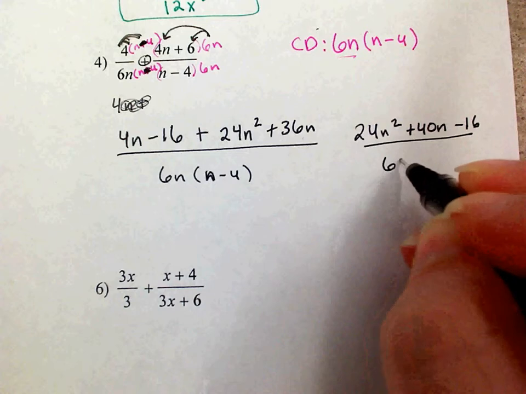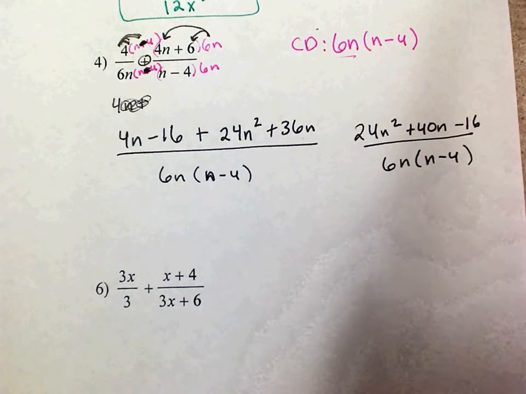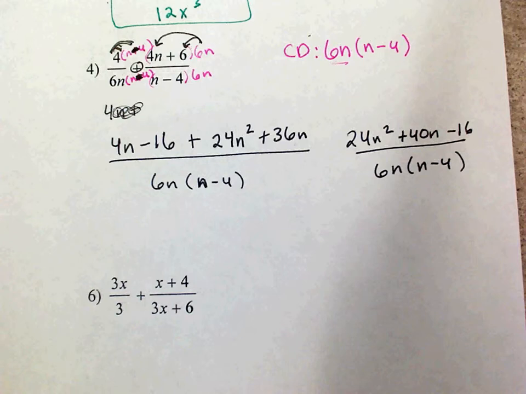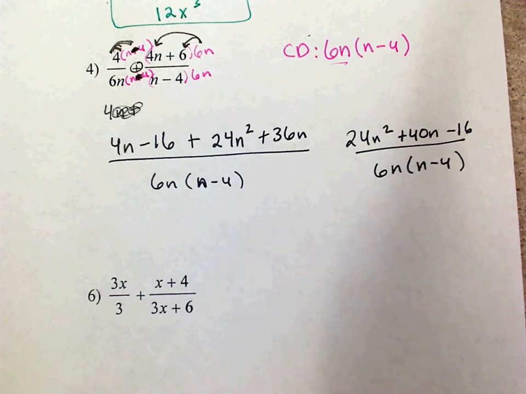What do you notice about all the numbers in the top? They're all what? They're all even, right? They actually all divide by an 8, but oh well. Well, let's go ahead and factor out an 8. What am I left with?